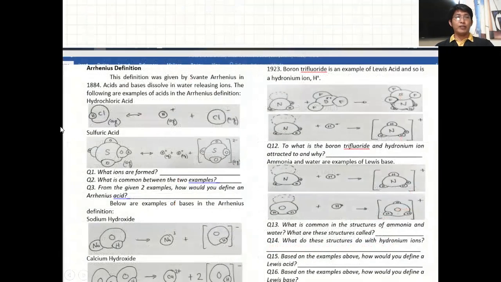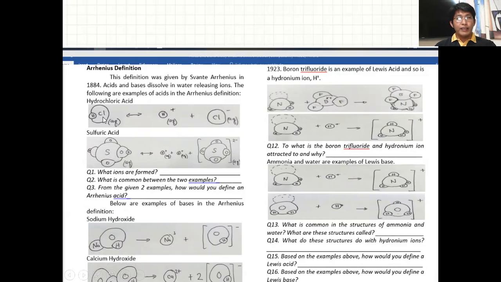Here's another example. So this particular study sheet, I did for 4 hours because I had to draw the models of the atoms, which I think, hindi siya ganun kaganda, but it did the purpose, so I'm happy with it. So here, this is a discussion about the definitions of acids and bases.